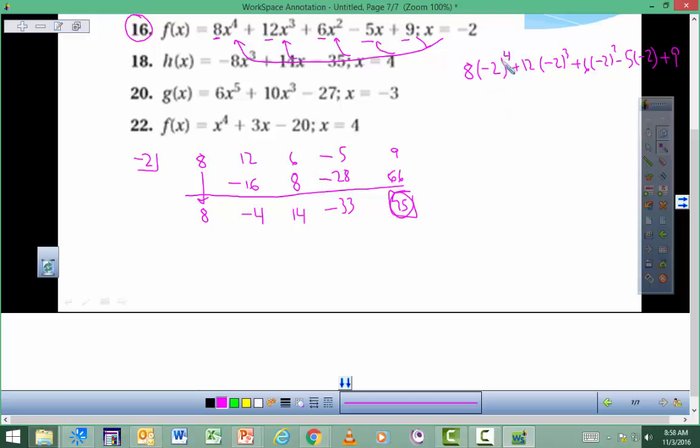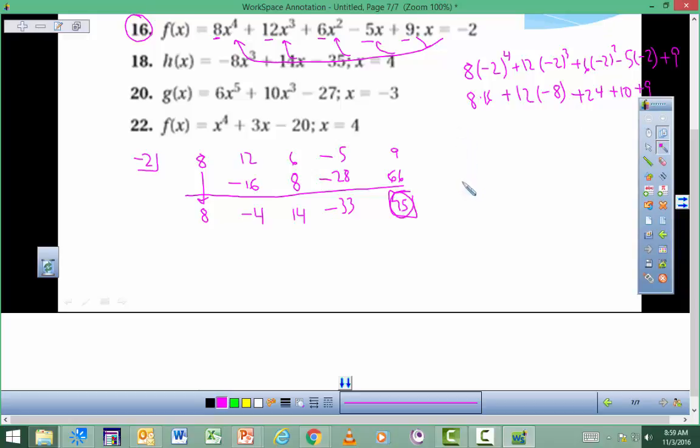Well, -2 to the 4th power, you've got a bunch of negatives multiplied in there, but there's an even number, so it's going to be 8 times 16. Then plus 12 times a -8. And then 2 squared is 4, and 4 times 6 is 24, so I'm going to have a 24 there. And then a negative times a negative is a positive, so that's plus 10. And then plus 9.